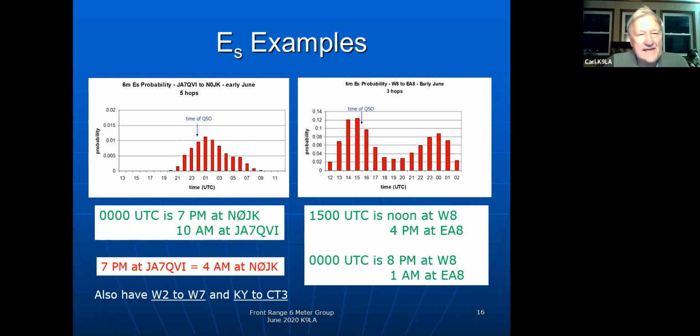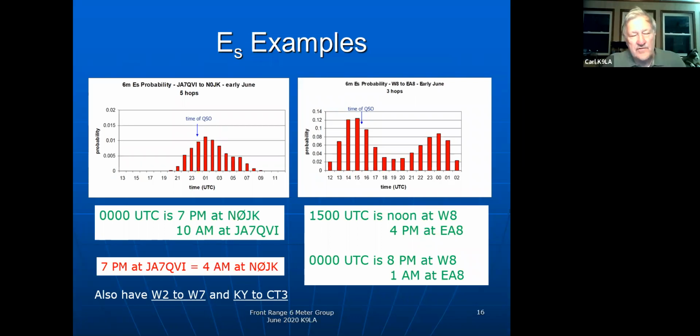Now, going back to the JA7 to N0, the time he worked them was around 0000 UTC, which is 7 p.m. at N0JK and 10 a.m. at JA7QVI. And that falls very nicely in line with late morning and early evening in the summer for sporadic E.